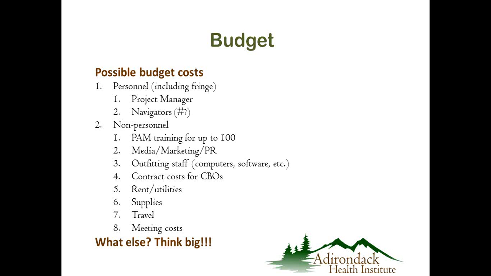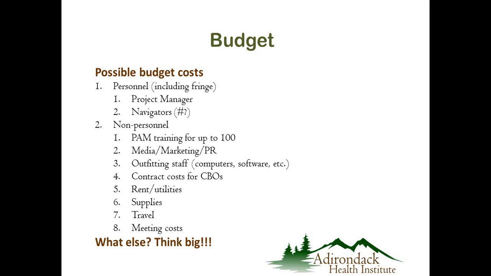And so you'll see number 4 under non-personnel would be contract costs for CBOs. It's that idea of can we utilize the time of an already existing staff person at a community-based organization and pay them for that time, depending on how many Pam scales they've been able to do there. So that's been one of the concepts that we've put forward thinking about how to do this.